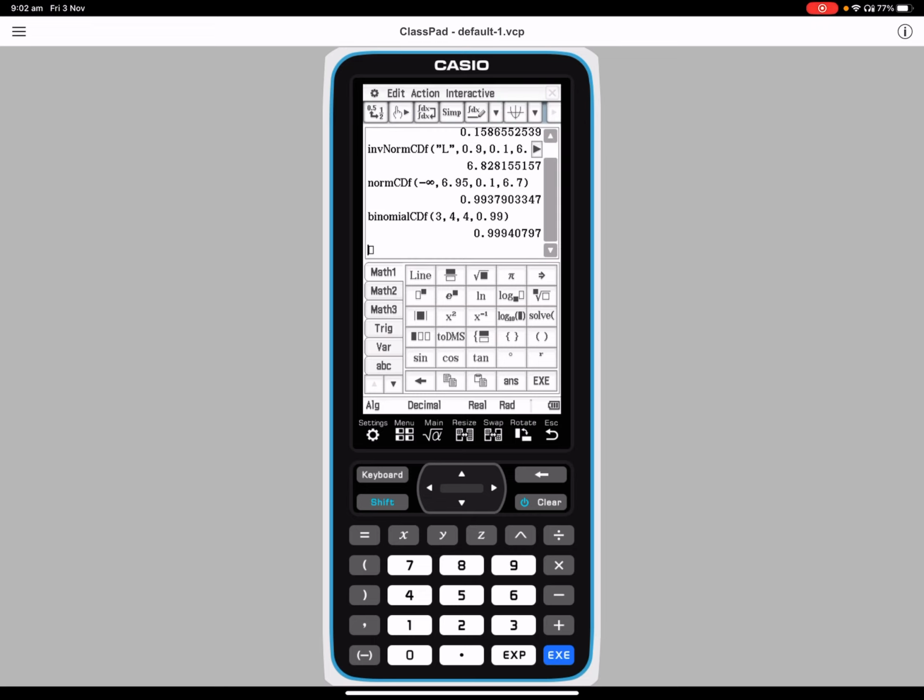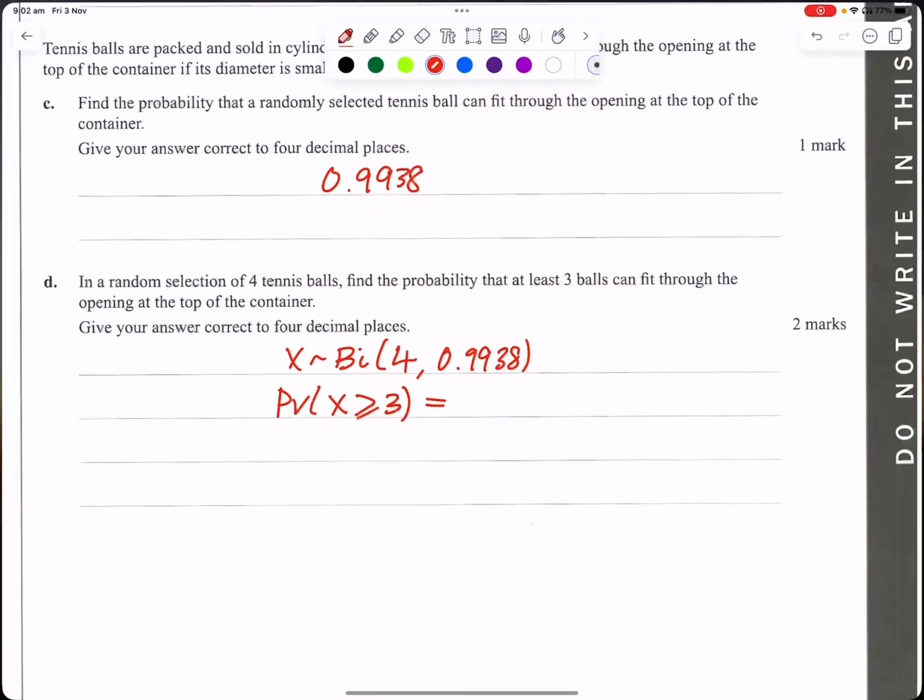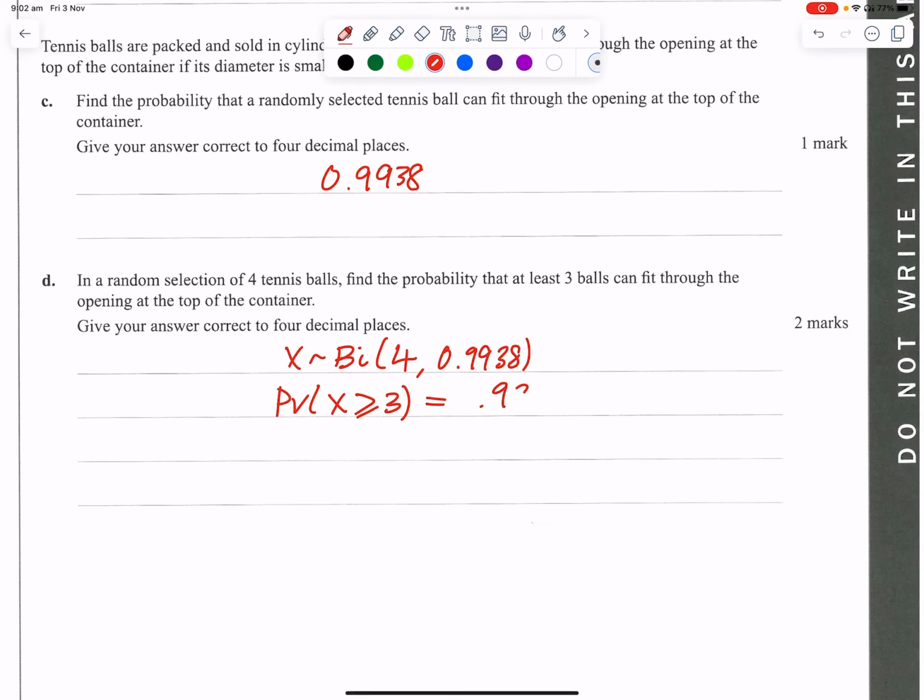And let's say that's 0.99. I'm just going to put that because I'm going to grab that value, and then I'm going to replace that with all of that. 0.99977, which is 0.9998.